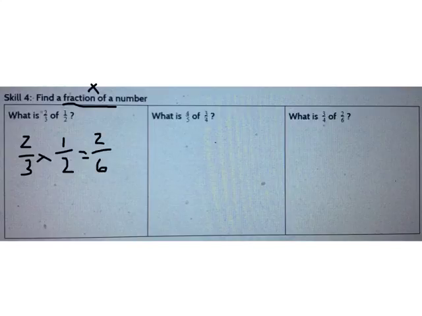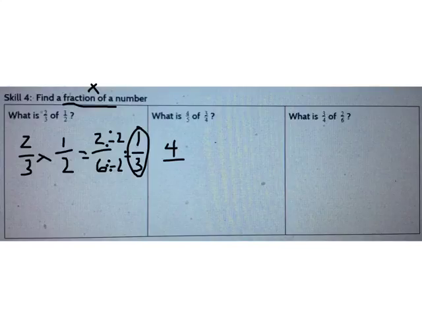We've also talked about finding a fraction of a number. When I find a fraction of a number, I multiply. What is 2/3 of 1/2? Well, what's 2/3 times 1/2? It's 2/6, but that's not a final answer. I can simplify. What's the largest number that goes into both 2 and 6? Well, it's 2. When I divide by 2 and by 2, what's my simplified fraction? It's 1/3.